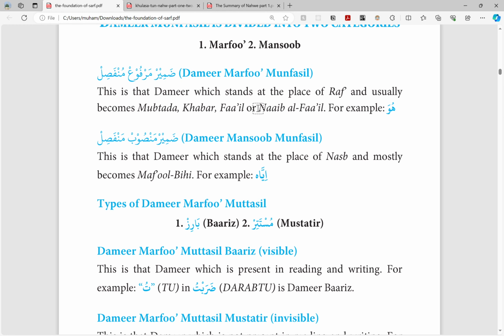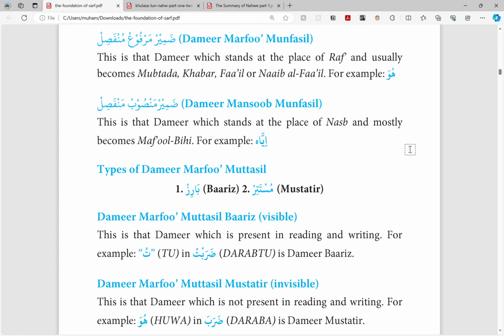Then we've covered zamir marfu'. It can be either munfasil, meaning it's detached from the verb, or muttasil, meaning it's attached to the verb. Not necessarily is it always attached or detached from a verb. Like huwa can come by itself. It's not really dependent on a verb. But the examples we've been seeing are mostly about verbs.